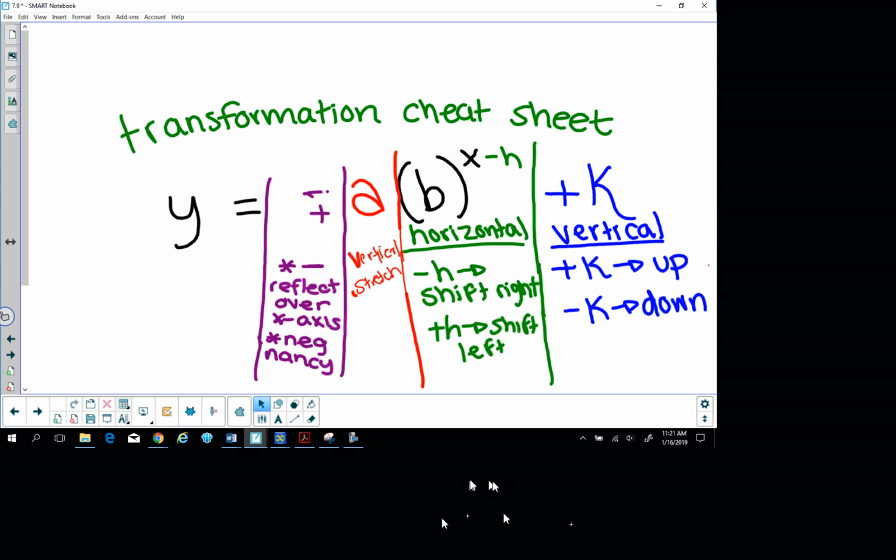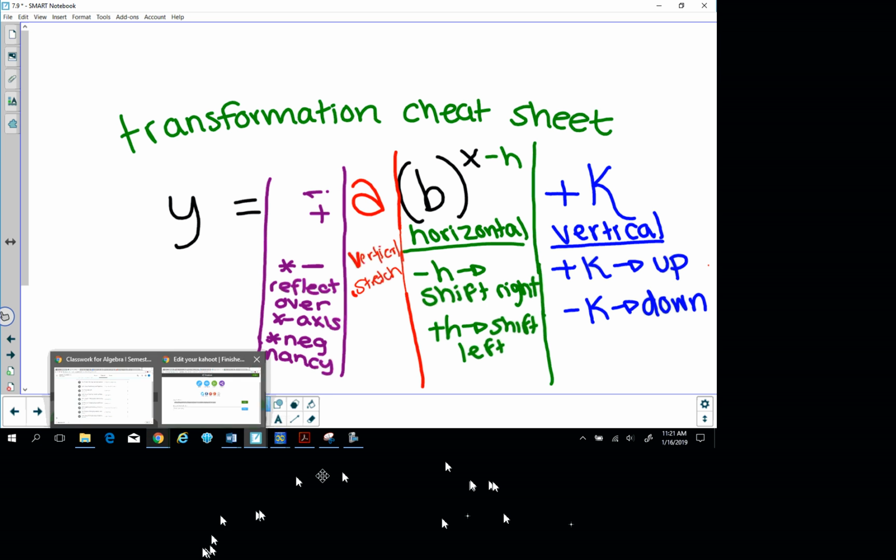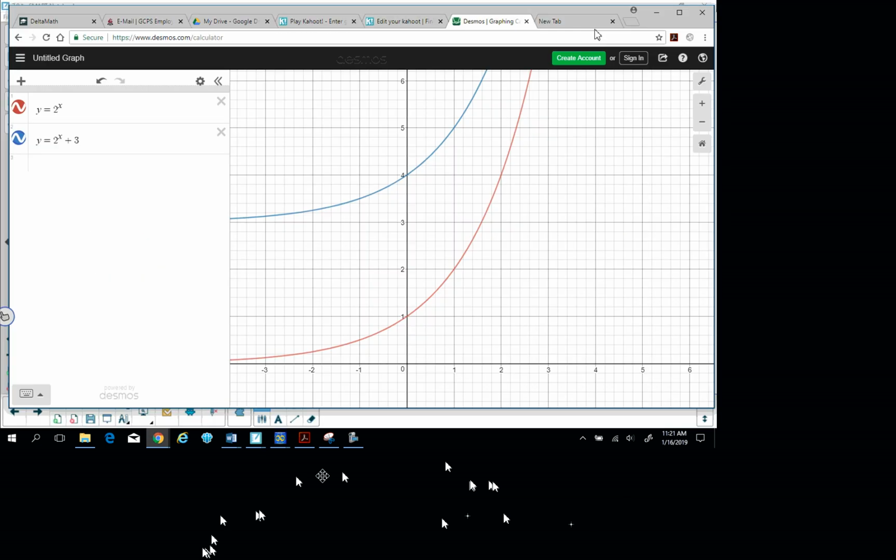So real quick, even if you didn't finish writing the notes, I'm going to write them. I'm going to put it back up. But I just want you to see something real quick. So here is my parent function. I'm starting with 2 to the x, right? Here it is. He's beautiful. He's red.